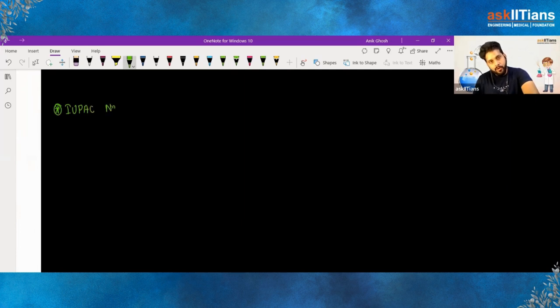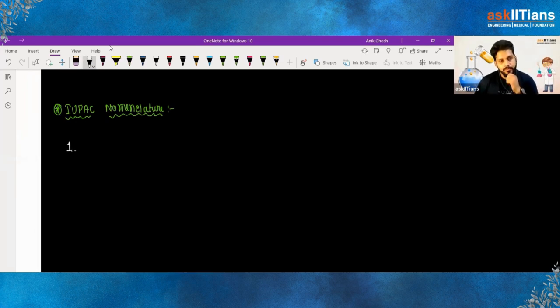IUPAC nomenclature. Okay, guys, no need to study this part from the NCERT over here. Just remember whatever I'm telling you, that's more than enough. It's a shortcut way I'm showing. Okay, the rules go like this.